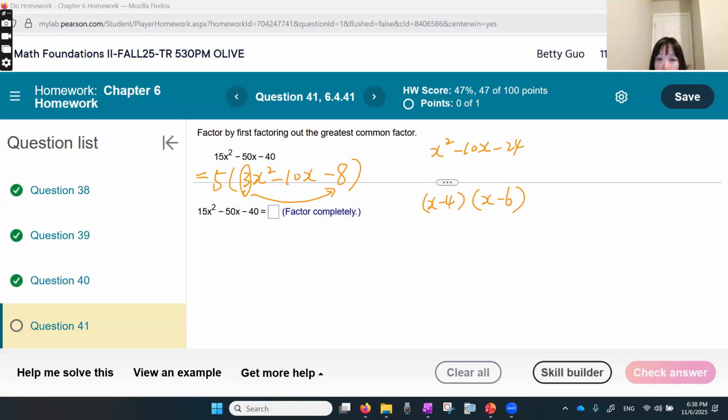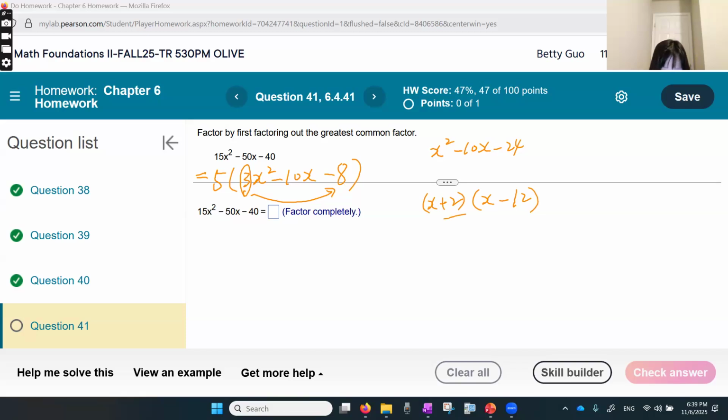Oh, I made a mistake. My bad. If I go too fast, sometimes human beings make mistakes, right? But I noticed right away. So it's going to be one negative, one positive, because the addition is negative and the multiplication is also negative. Positive 2, negative 12 multiply to negative 24, add up to negative 10.